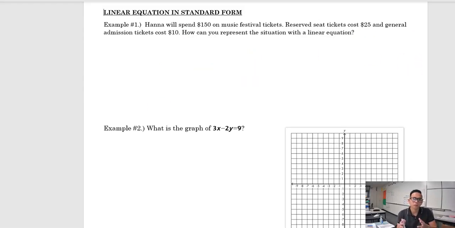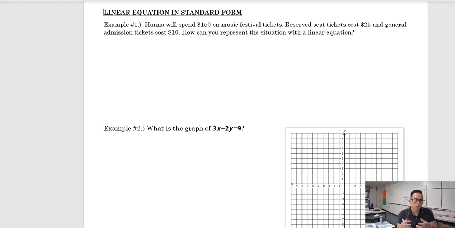All right, on our first example, we have to understand standard form of a linear equation. Okay, on the problem, it says there, Hannah will spend $150 on music festival tickets. Reserved seat ticket costs $25 and general admission ticket costs $10. How can you represent the situation with a linear equation?